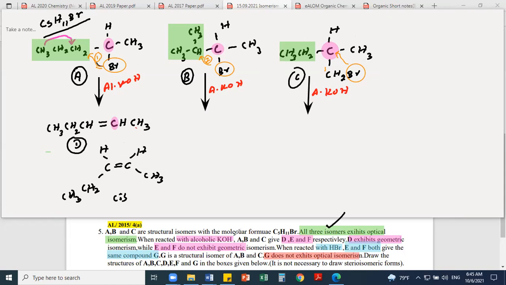Now that's satisfied. Then also, with alcoholic KOH, we got the products. D exhibits geometric isomerism. That also we got. This is geometric, geometric means cis-trans. If you have a simple doubt, tell me.